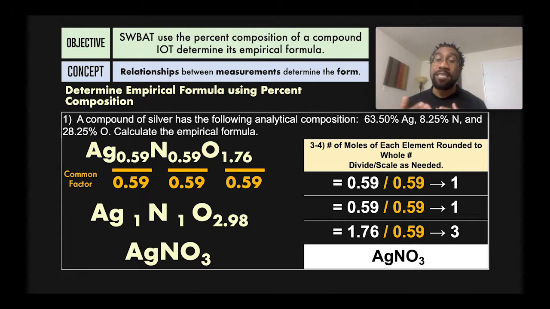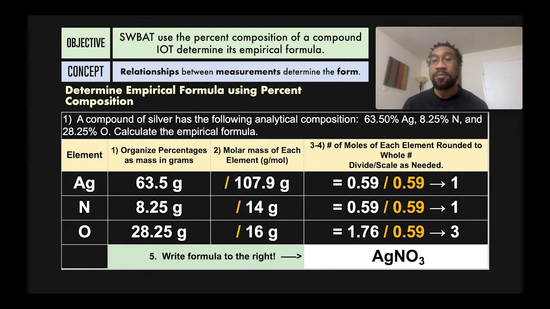So the final chemical formula, which is the empirical formula, is AgNO3. How do we know it's empirical? Because they have no other common factor other than 1. All right. And so here's the work all over again, just so that you can see it all the way across in the table. All right.